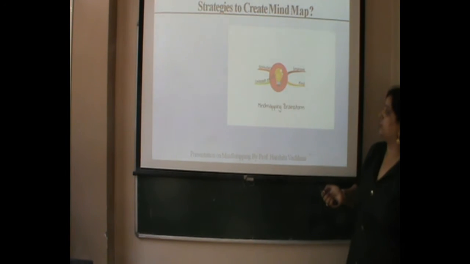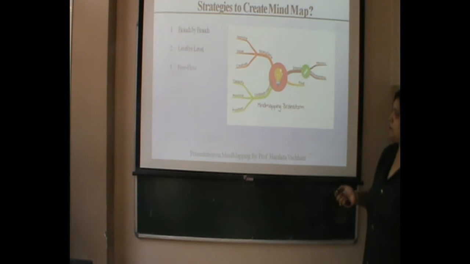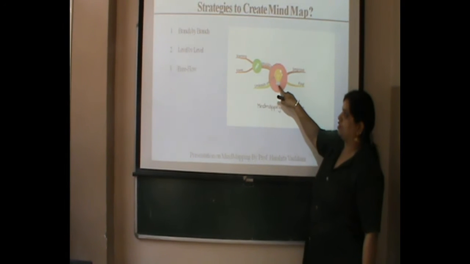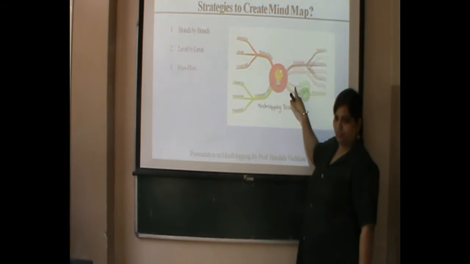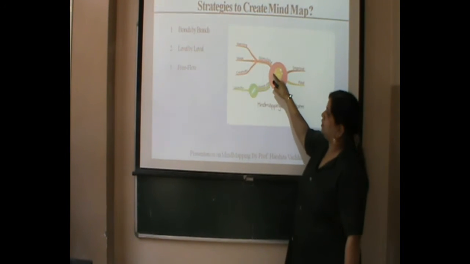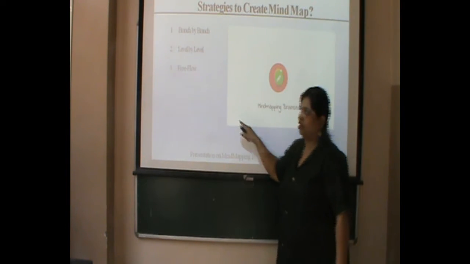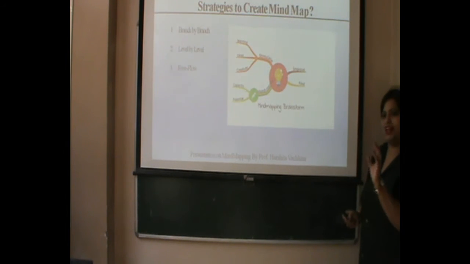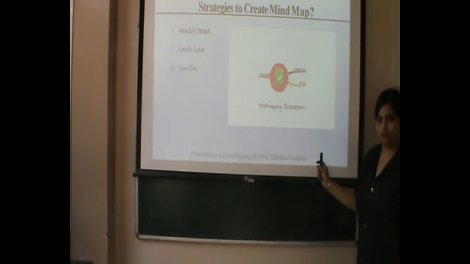Now, what are the strategies to create mind maps? In mind maps, this is your central image. You put in the central image, then you go branch by branch, whatever the topics are, and you go level by level, drawing your mind maps. So the strategy used to create mind maps is we go branch by branch, level by level, and it is a free flow.